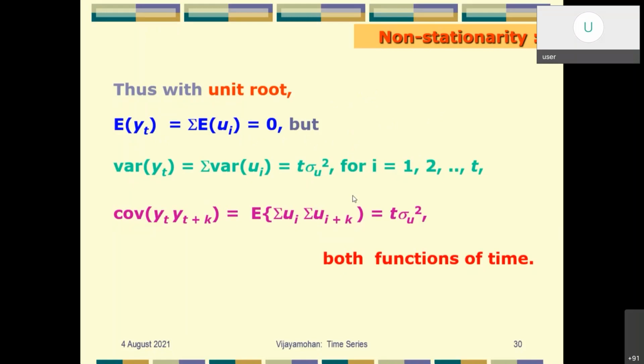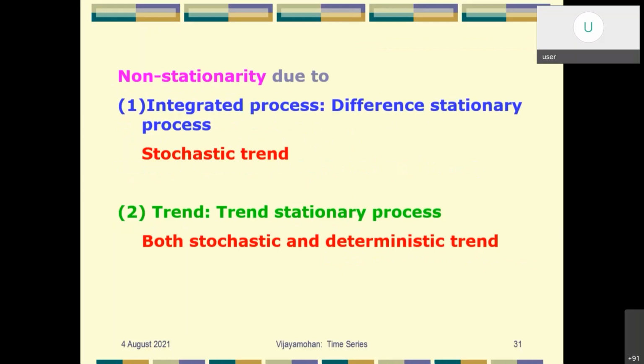Now the non-stationarity can be due to two cases. One is because of the presence of an integrated process or a difference stationary process. A non-stationary process is also called an integrated process or difference stationary process. Why it is called by these names will be clear after some time. I shall explain this later on.